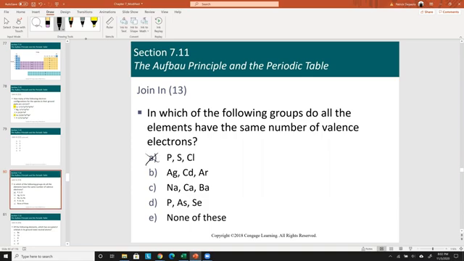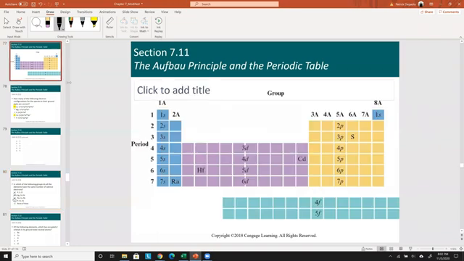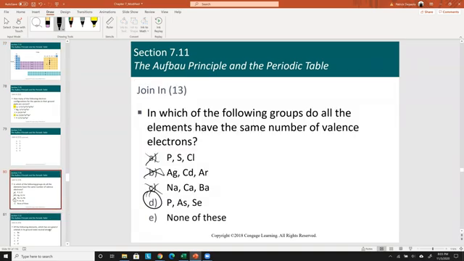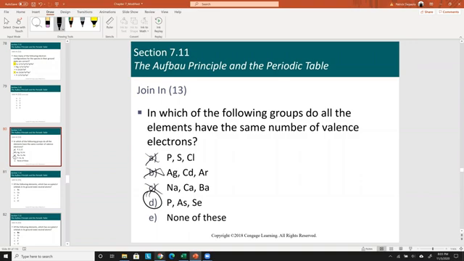Silver, cadmium, and argon, definitely not. You have argon in there? No way. It's a noble gas with some metals. Sodium, calcium, and barium? No, because sodium is in group 1A, calcium and barium 2A. Phosphorus, arsenic, and selenium, that is true, because phosphorus is right here, and then arsenic and selenium are underneath it. Actually, no, selenium I think is over here. So I think that's not right. Maybe none of these. Let's figure this out.